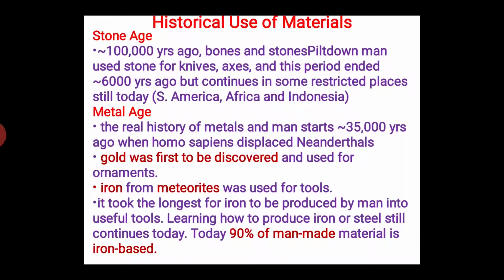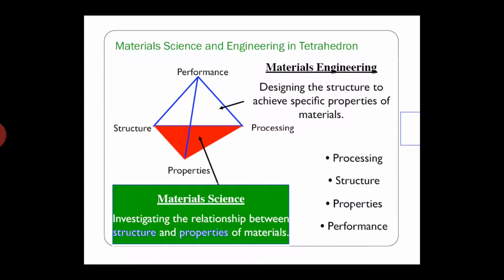Around 35 years ago, when Homo sapiens displaced, they found that gold was first discovered and used for ornaments. Iron from meteoroids was used for tools. It took the longest for iron to be produced by man into useful tools. It means whatever tools were manufactured after this era were manufactured by metals, raw metals. Today 90% of man-made materials are iron based.